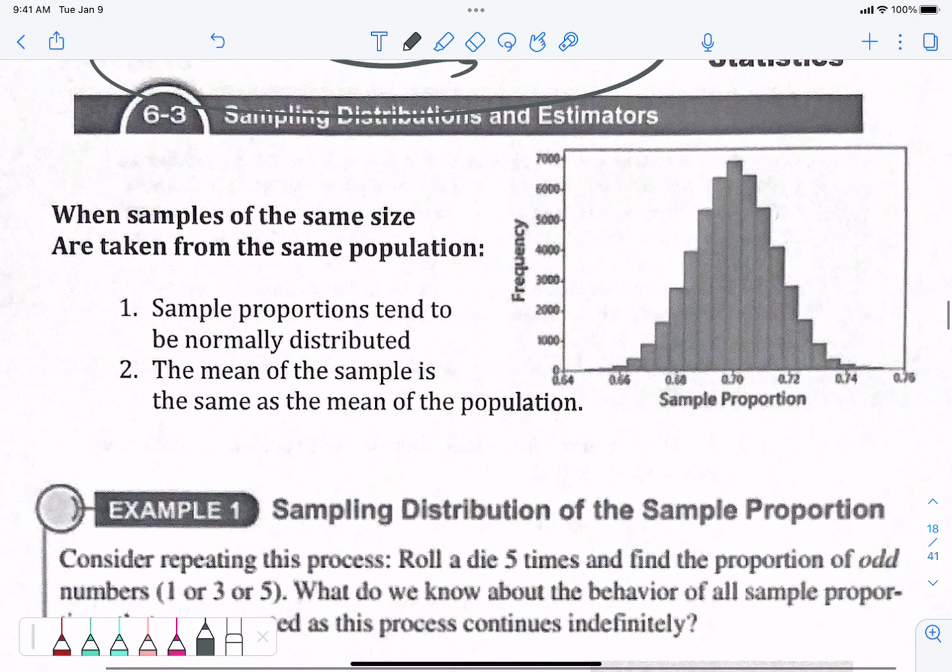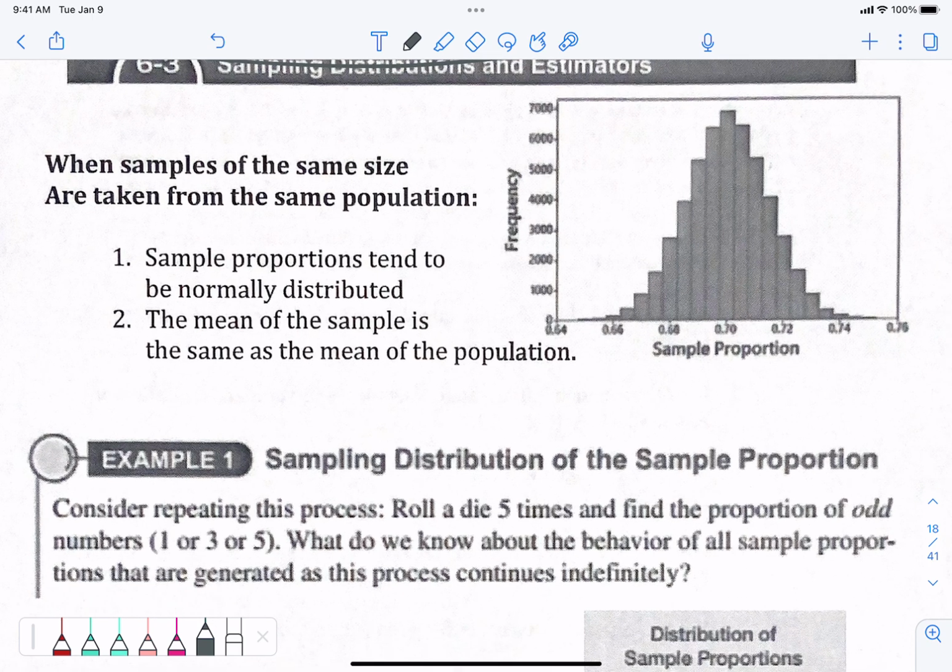So here we go. They have kind of an intro example here. When samples of the same size are taken from a population, I'm going to go down to number 2: the mean of the sample is going to be very, very close to the mean of the population. So we take samples in order to estimate what the average is. I don't know what the average is for the population because I don't want to have to do that for every single person. I want to be lazy. I don't have access to data for the entire population probably, so I'm going to find the mean of the sample and say that it's pretty close to the mean of the population. That's why we do this process.